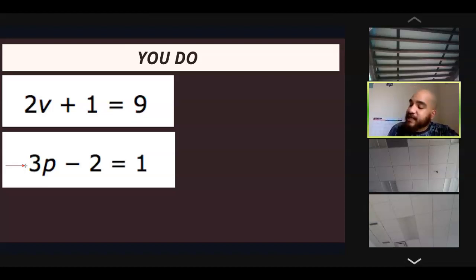The reason I say it like that is because when you get to the unit test, or when you get to 8th and 9th grade, you also need to know what somebody means when they say solve for the unknown variable. Starting my clock right now.